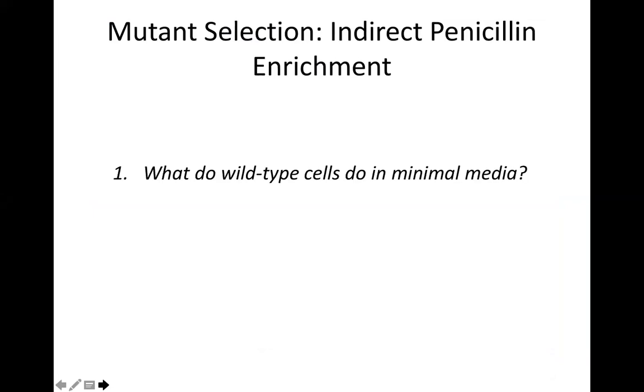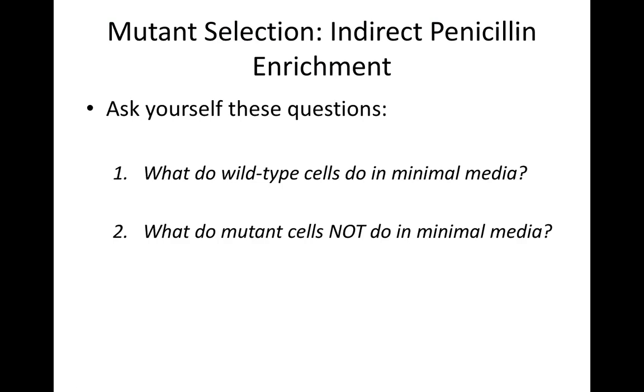Another thing that we can do when it comes to indirect selection is use something called penicillin enrichment. I'm not going to make you answer these because I can't hear you right now for whatever reason. But basically, what do wild type cells do in minimal media? Well, they divide. What do mutant cells not do in minimal media? Well, they don't divide, because they don't have the nutrients that they need.